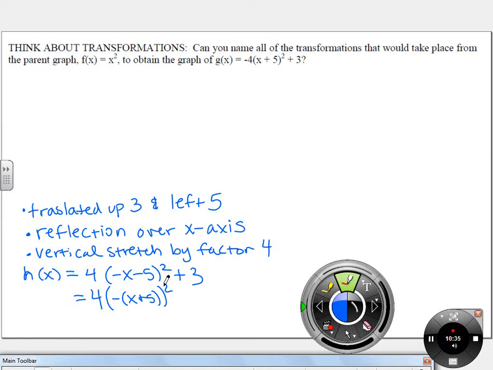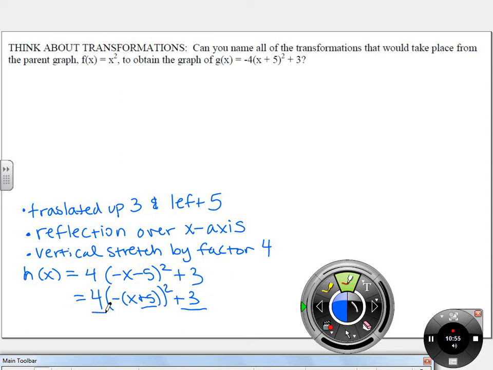Otherwise, you're not seeing your real shift. You're seeing the shift that has had this negative affect it. So we want to look at the negative on its own, and then we can see the shifting. So we want each part of it to kind of be on its own. So if we looked at this, we would still have that we would be shifted or translated 3 units up and 5 units to the left.